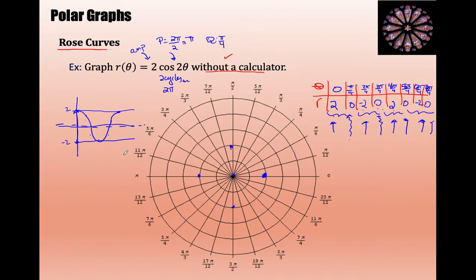Well, hopefully you have put this into your calculator and you can see that what I get is something very similar to this looking. Right? I get a rose petal.